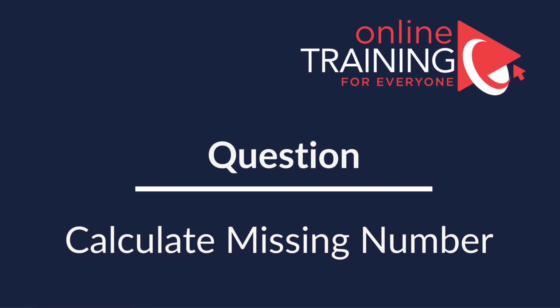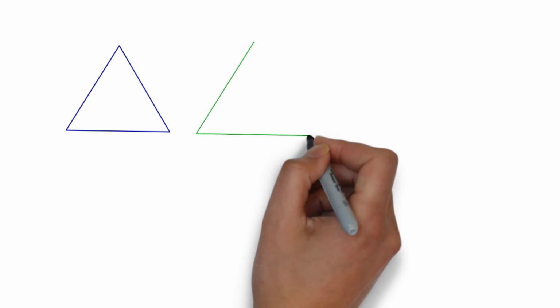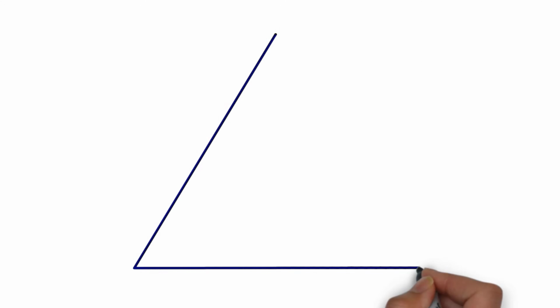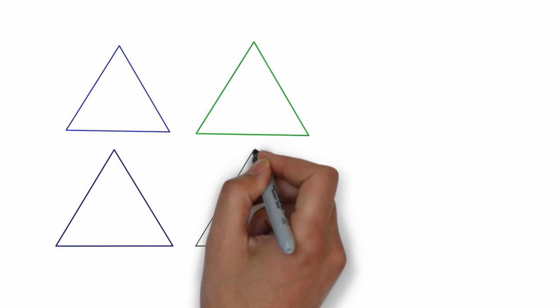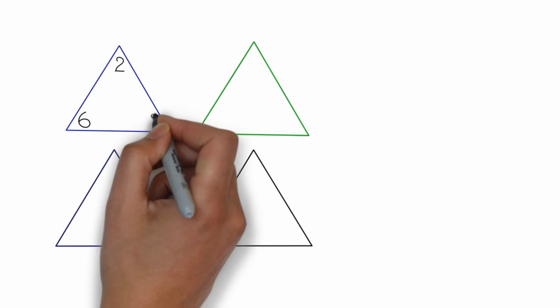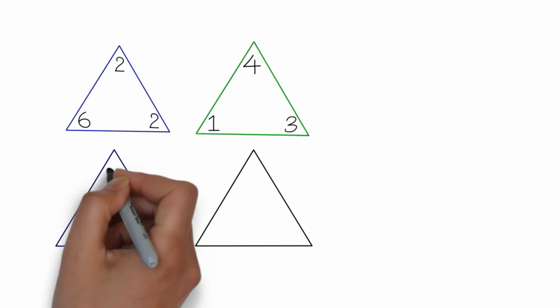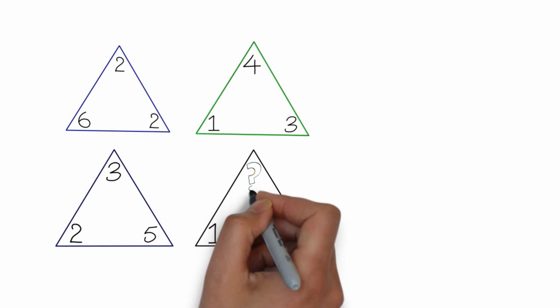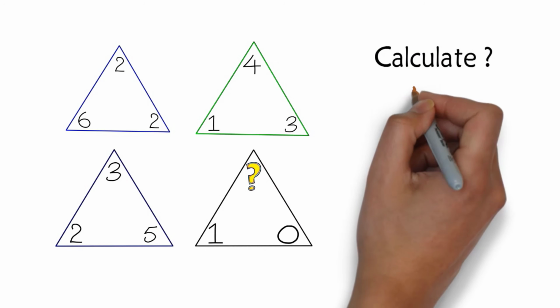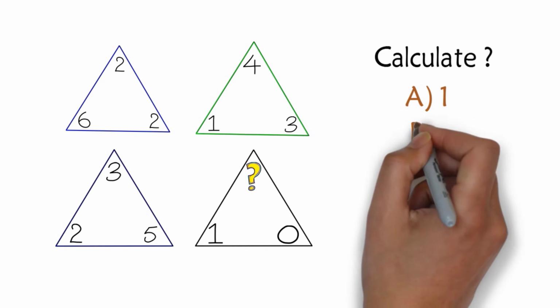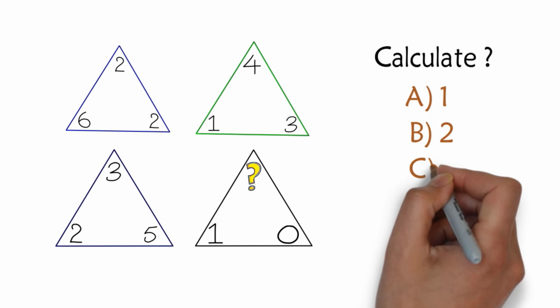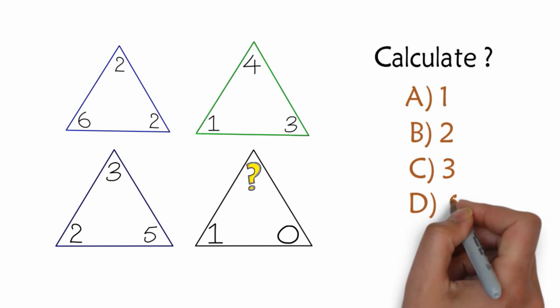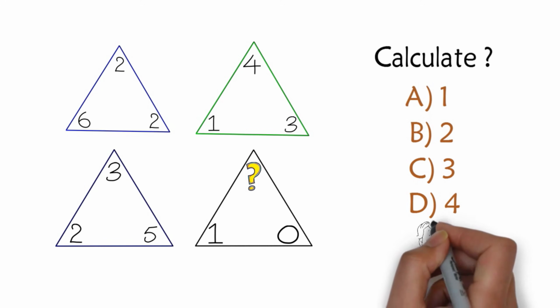Here's another puzzling question you might find difficult to solve. You're presented with 4 triangles. Each triangle has a number in the corner, and you need to calculate one of the missing numbers in the upper corner of the black triangle. You have 4 different choices: choice A, 1, choice B, 2, choice C, 3, and choice D, 4. Can you determine the answer?